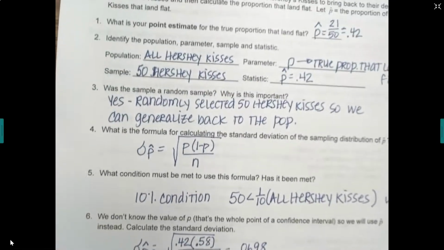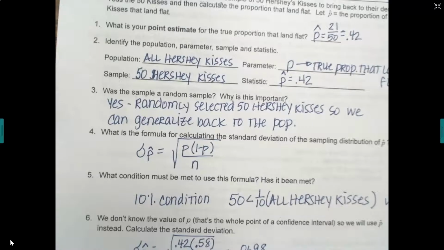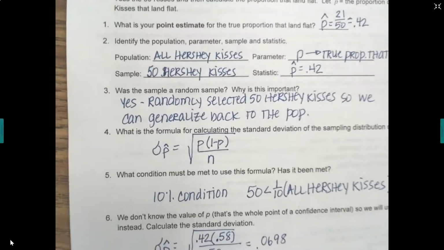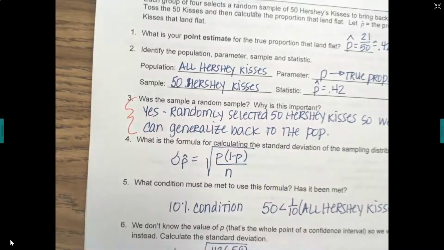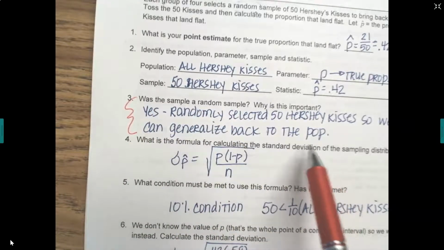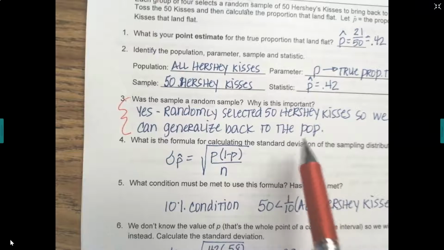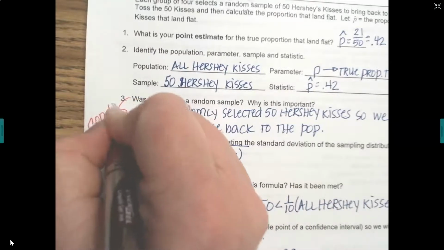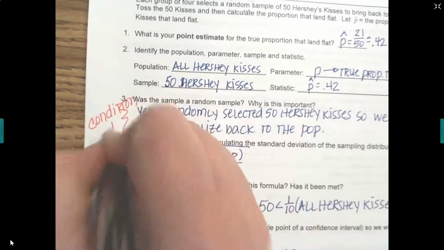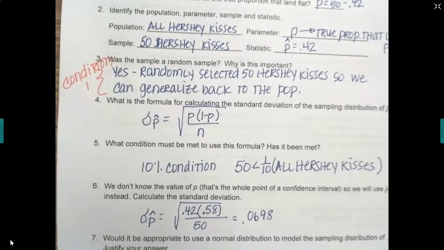As we start to do these questions now, we need to make sure certain conditions are met in order to continue moving forward. So the first thing that we need to check is randomness, because if we're going to infer back to the population, we must have a random sample. So this is condition 1. And we're going to have to check this each time now. If we don't have a random sample, we've got a little bit of a problem here. Okay?